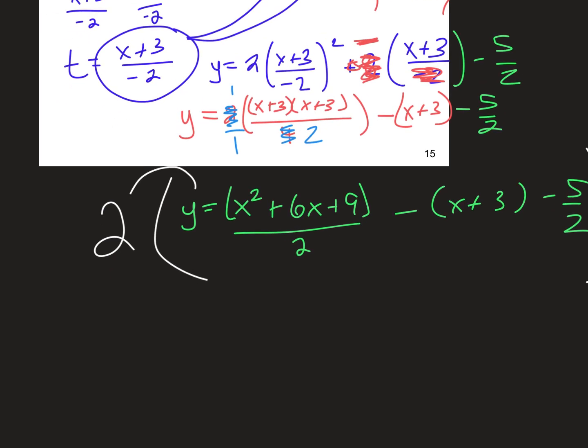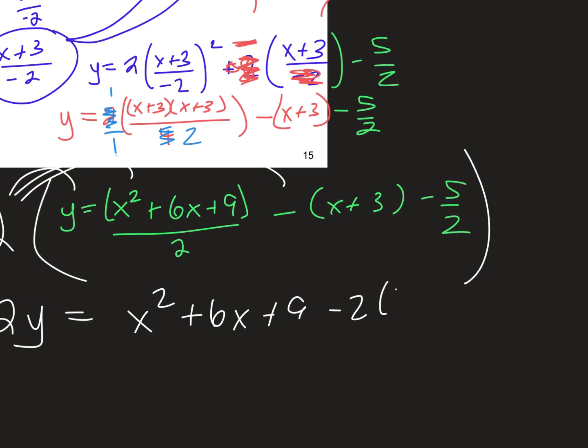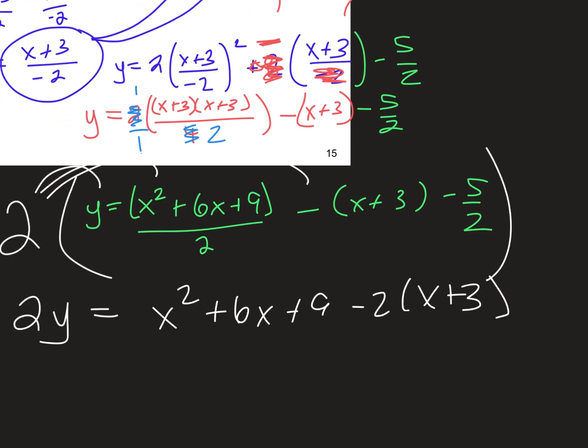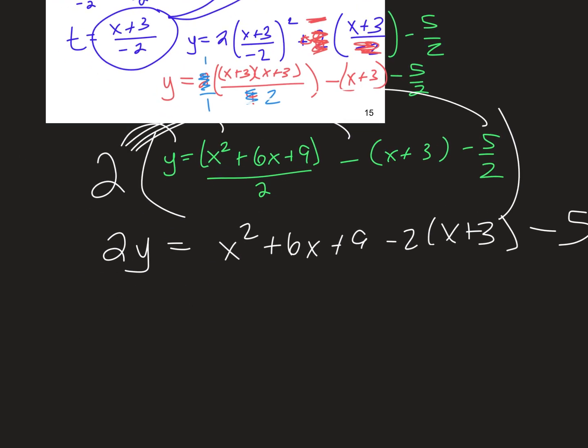So if I multiply here, 2 times y is 2y equals. If I multiply here, what happens to 2 in the numerator, 2 in the denominator? It just cancels. So you have x squared plus 6x plus 9. If I multiply 2 here, this becomes minus 2 times x plus 3. And then if I multiply 2 here, it just becomes minus 5. We have eliminated dealing with a denominator. If you want to keep the denominator, fine. But if you don't want to, you can multiply the entire equation by something to get rid of it, just as long as you do it from one side to the other.